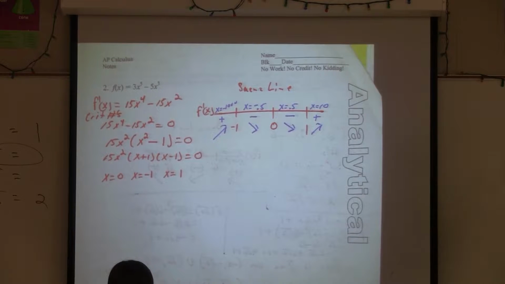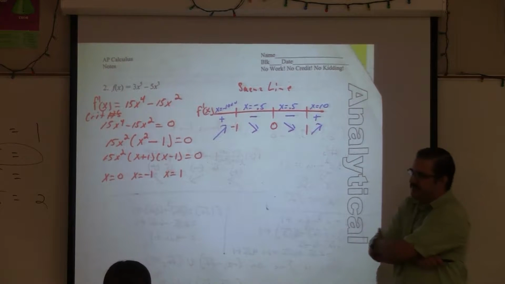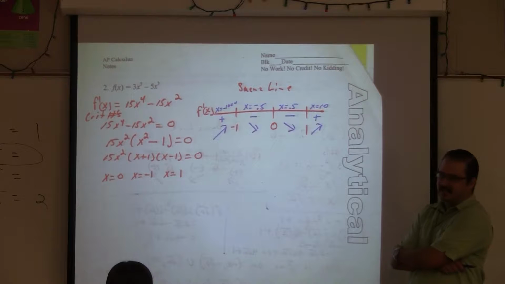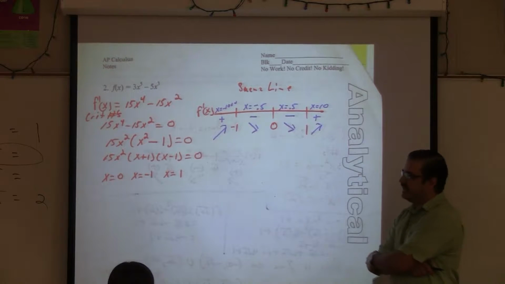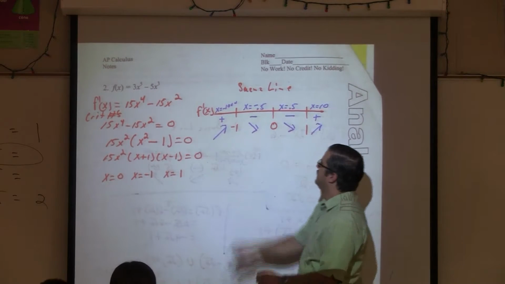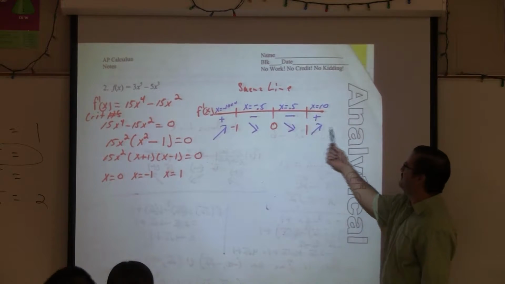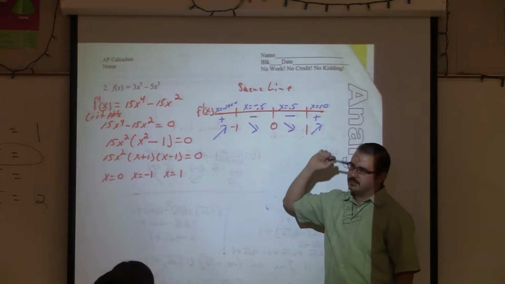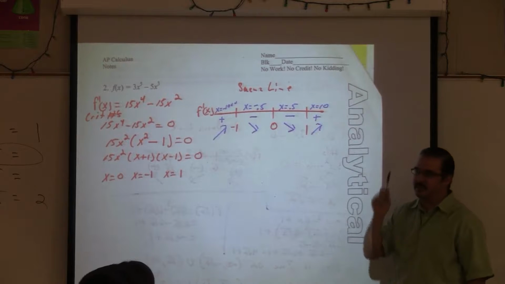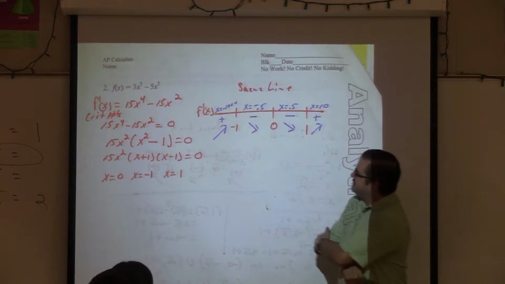So, where is f of x increasing? Negative infinity to negative 1, and 1 to infinity. Do I use these numbers in my intervals? No, okay? Don't mess that up. Every year it happens. Where is it decreasing?